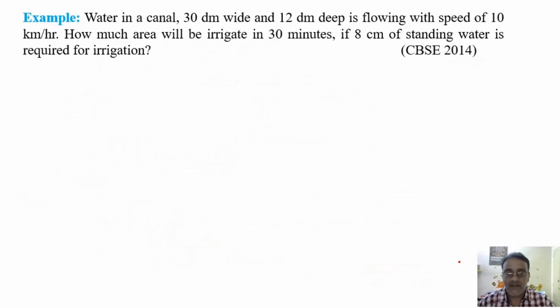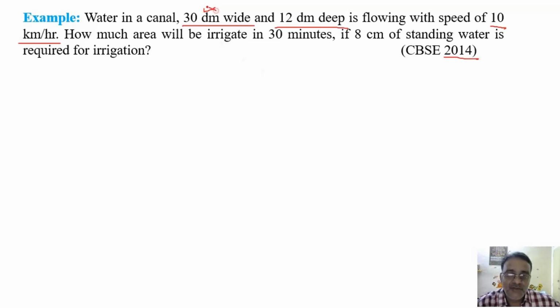No, sir. Now we'll move towards the next important question. This is a 2014 question. It was in 2013 also, and it is in 2014. Water in a canal 30 decimeter wide, 12 decimeter deep is flowing with a speed of 10 kilometer per hour. 1 decimeter is equal to how many centimeter? 1 decimeter is equal to 10 centimeter.